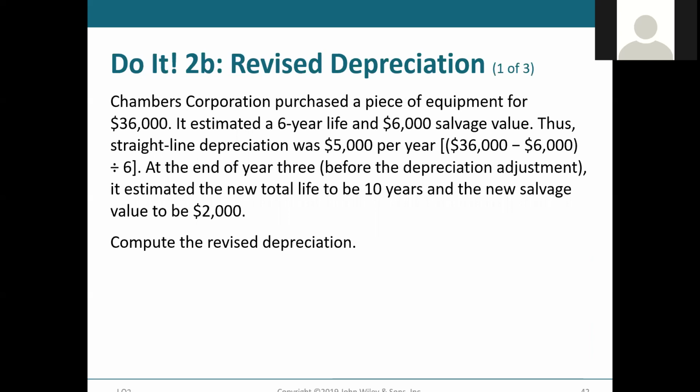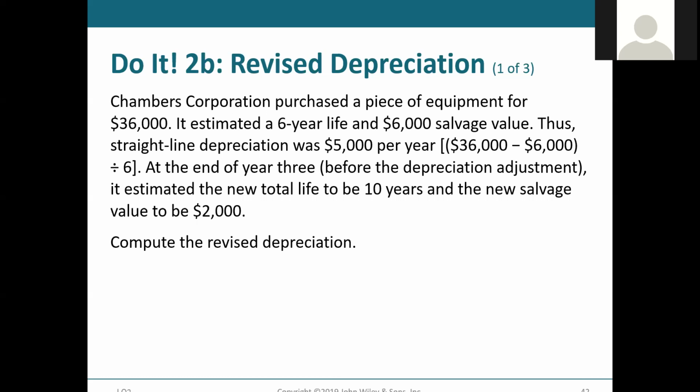Revised depreciation. Chambers purchased a piece of equipment for $36,000, 6-year life, $6,000 salvage value. The straight line was $5,000 a year, right? 36 minus 6, that's 30,000 divided by 6. At the end of the year, it estimated the total life to be 10 years and a new salvage value of 2,000. So let's see what we have here.